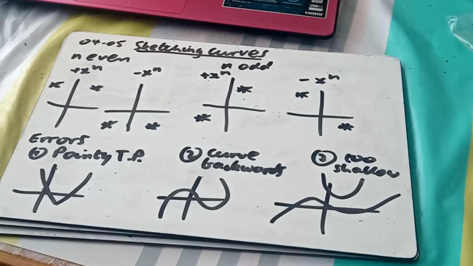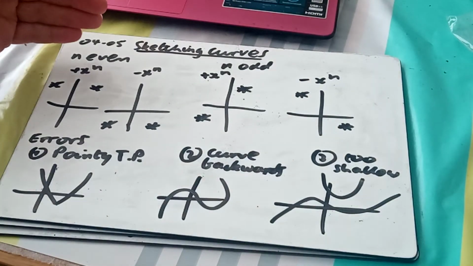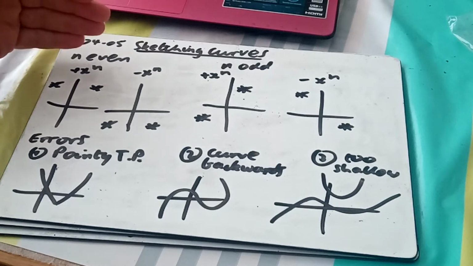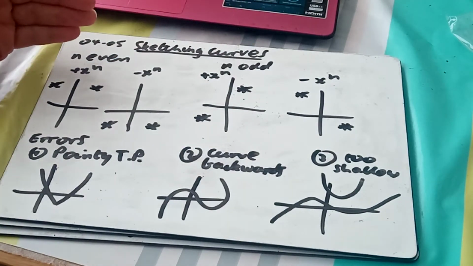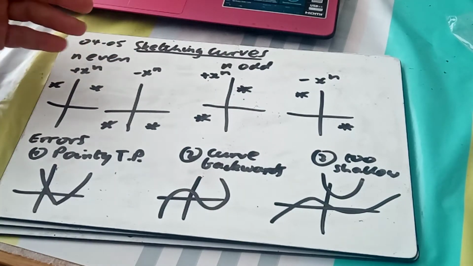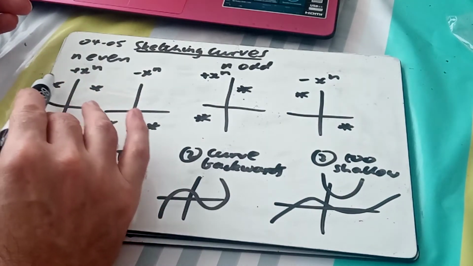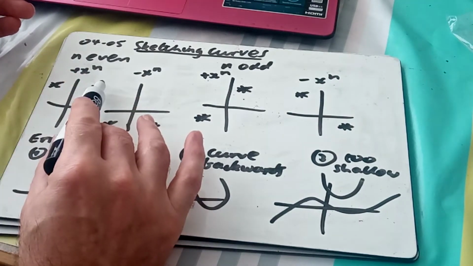Okay, we're looking today at sketching curves of various degrees. First thing to consider is where they roughly start, roughly end. Now, it depends on whether the highest power of x is even or odd. If the highest power of x is even, positive ones will start up here and finish up there.